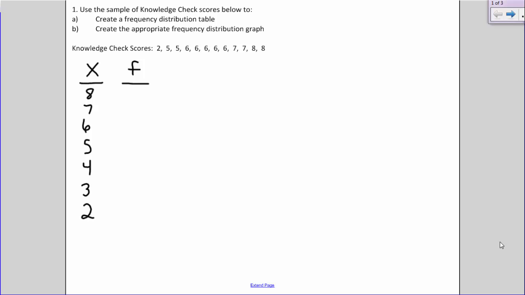Now I'm looking at my data. I don't have any 3s or 4s. I'm including them in my frequency distribution table because that'll help me illustrate those gaps in values in my graph. So let's see, we have 2 8s, 2 7s, we have 5 6s, we have 2 5s, 0 4s, 0 3s, and 1 2. So 2, 2, 5, 2, 0, 0, 1. All right, great. So that's my table. I'm done. Check.